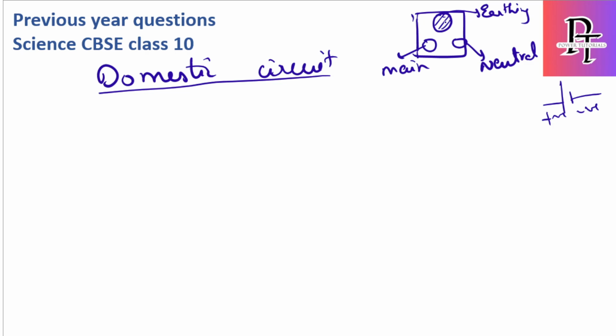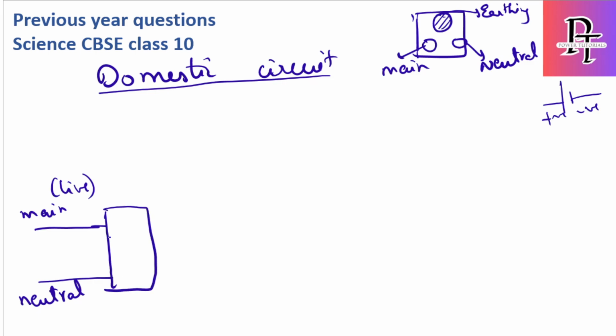So we need to have three wires: main, neutral, and earthing. First, let's consider only two wires, main and neutral. Main is the live wire through which the power is supplied. We also call it the live wire, but as a science student you have to say it is the main wire, not a live wire. The next one is neutral. First, this main wire is connected to the electricity board main wire.